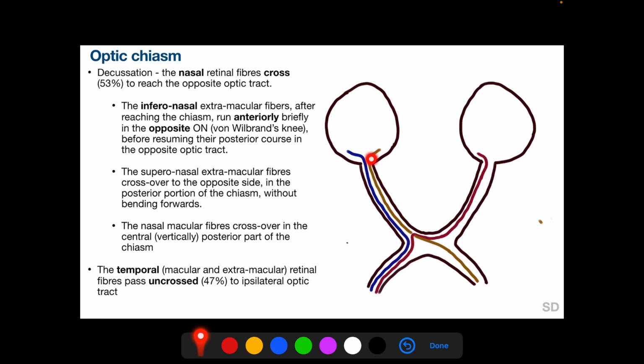The supranasal extramacular fibers cross over to the opposite side in the posterior portion of the chiasm without bending forwards, and the nasal macular fibers cross over in the chiasm in the vertically central posterior part of the optic chiasm. The temporal macular and temporal extramacular retinal fibers pass uncrossed to the ipsilateral optic tract, and these temporal fibers constitute 47% of all the retinal nerve fibers, so there are more nasal fibers than temporal fibers.